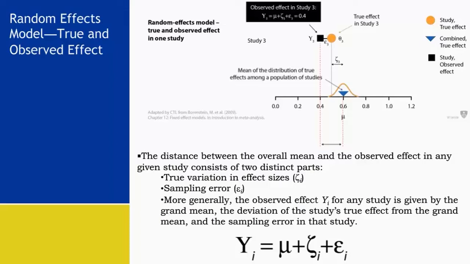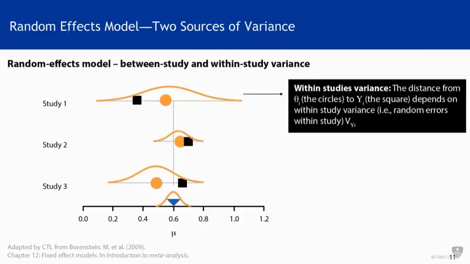Now, the distance between the overall mean and the observed effect in any given study consists of 2 distinct parts: the true variation in effect sizes, which is the zeta i's, and the sampling error, epsilon i's, within the study. More generally, the observed effect yi for any given study can be written as a grand mean plus the deviation of the study's true effect from the grand mean and the sampling error in that study.